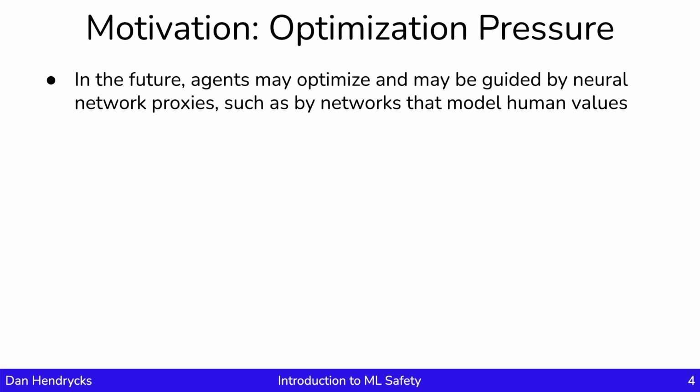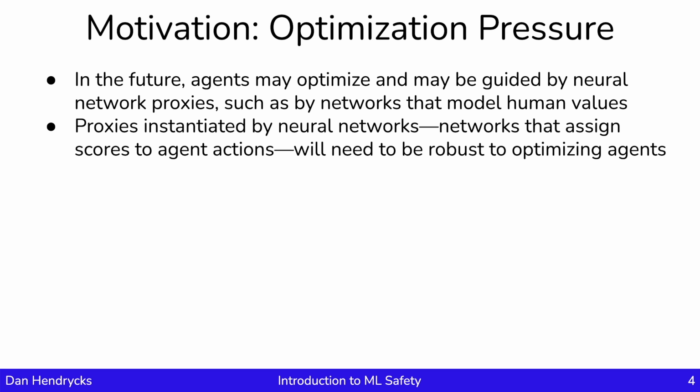In the future, artificial agents may optimize and may be guided by neural network proxies, such as networks that model human values. These proxies instantiated by neural networks, that is, networks that assign scores to agent actions, will need to be robust to optimizing agents. So the basic picture is there's an agent and it's taking actions to try to get a high score according to a neural network that's representing something like human values. So if an agent is acting in keeping with human values, it would be assigned a higher score. And if it's doing something undesirable according to human values, then it might be given a lower score.